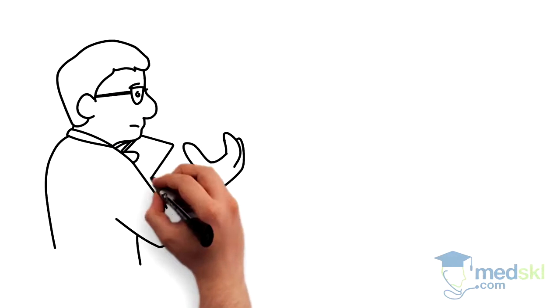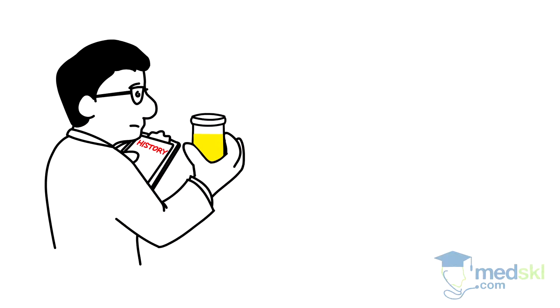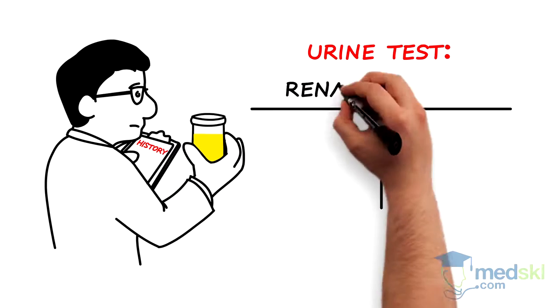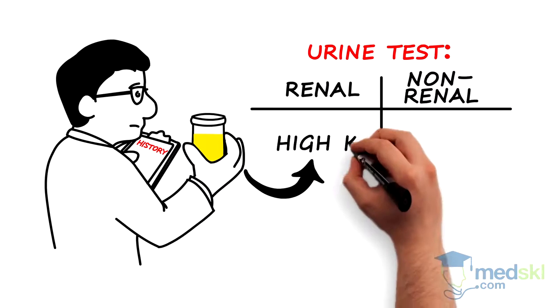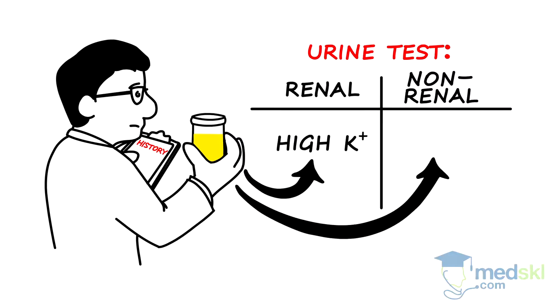While history often suggests the cause of hypokalemia, urine tests can differentiate renal from non-renal causes. The urine potassium level is high when potassium is wasted in the urine, but low when it is wasted from a non-renal source.